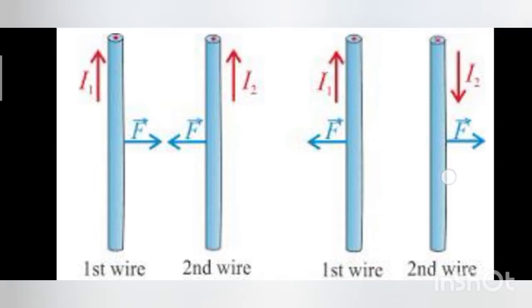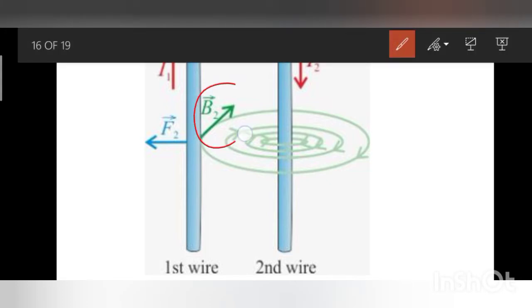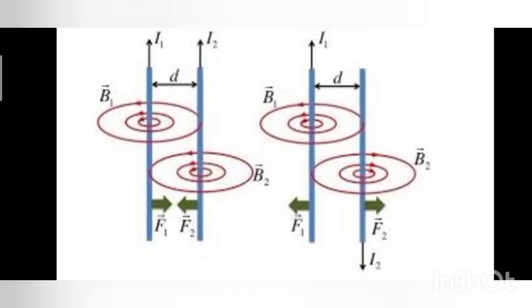And from that we come to the Lorentz force: the force exerted on a charged particle Q moving with velocity v through an electric field and magnetic field. So this is the direction of the magnetic field of the second wire, and the force exerted by the second wire on the first wire. And this is another same picture.